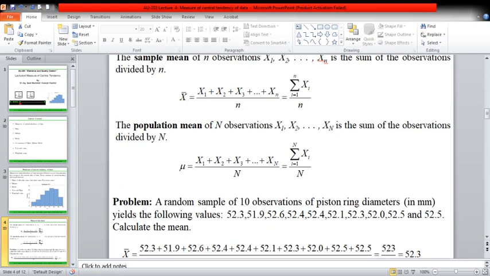Okay, let's say we have a problem in which you have a random sample of 10 observations of piston ring diameters, in millimeters, and the values noted for these 10 observations are like 52.3, 51.9 and so on. So this is a random sample. We have the population, and out of that population we have picked a sample of 10 observations.